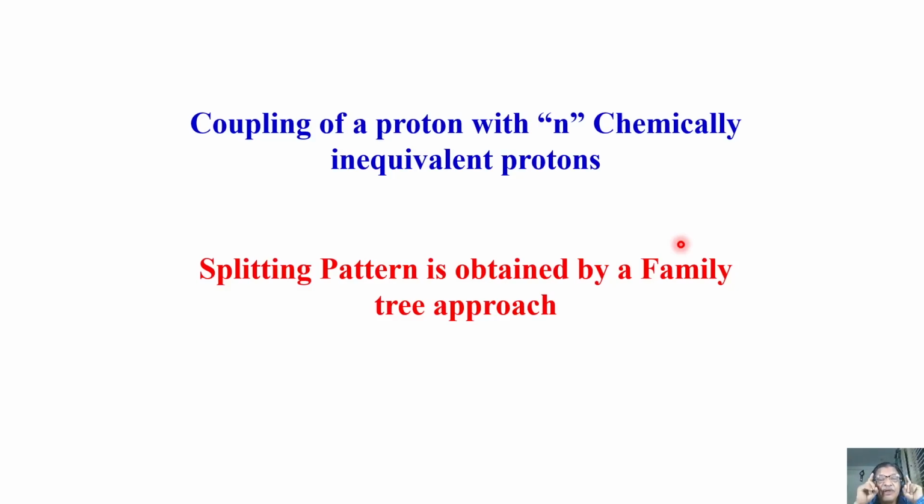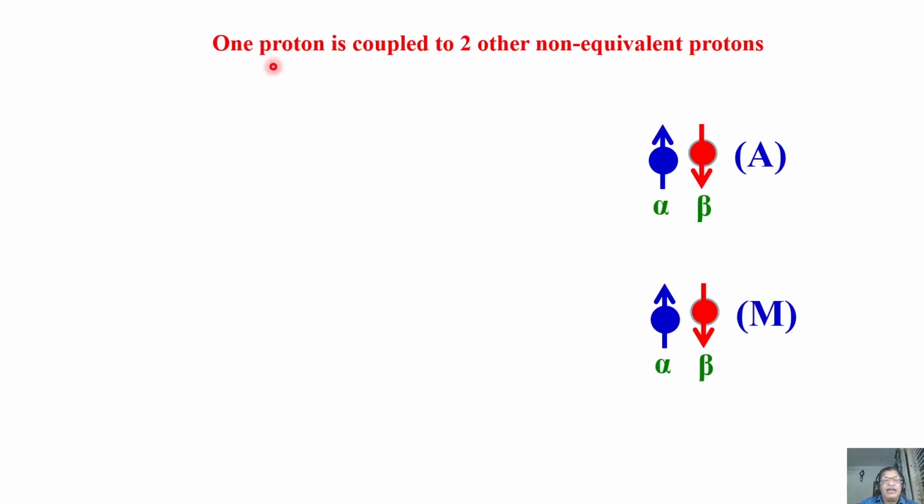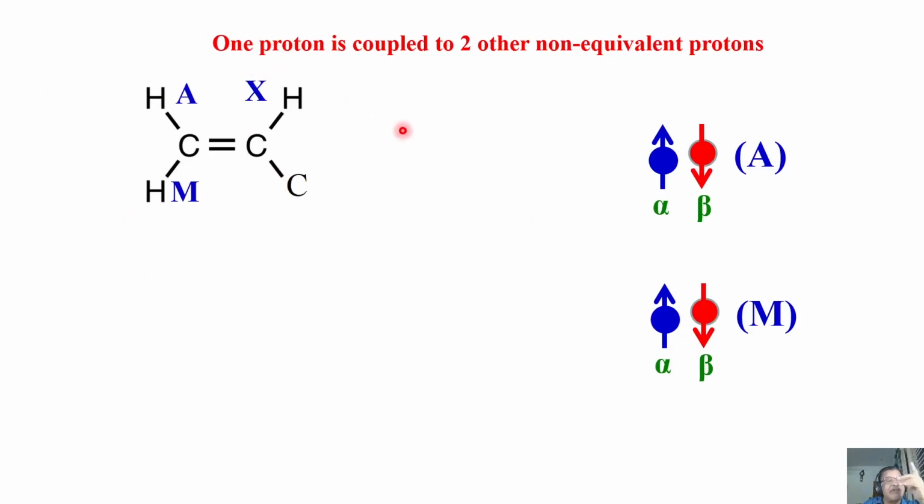So when one proton is coupled to n protons, we can go by what is called a family tree approach to understand the splitting pattern. Okay, let me explain to you. Let us consider the example of one proton coupled to 2 other non-equivalent protons. Just now we discussed 2 protons coupling. One is coupled to the other one, a single proton, that's fine. That is a 2-spin case. Now I am considering a 3-spin example. One proton is coupled to 2 other non-equivalent protons. Let us see what it is. I am taking an example of a hypothetical molecule like this. This has some other substitution X, so that all these 3 protons are chemically inequivalent.